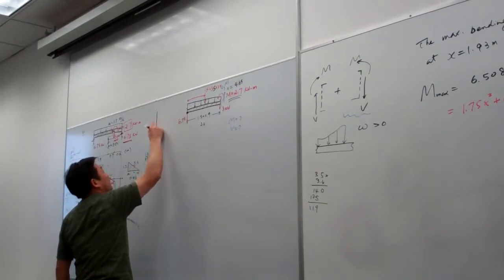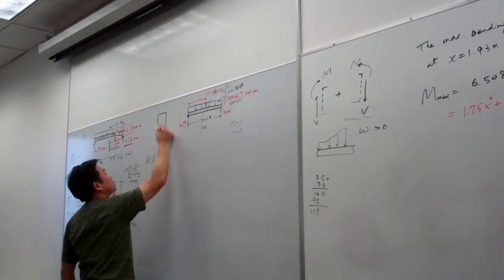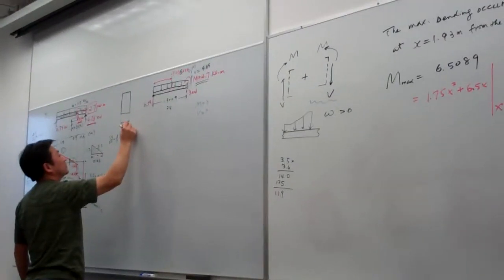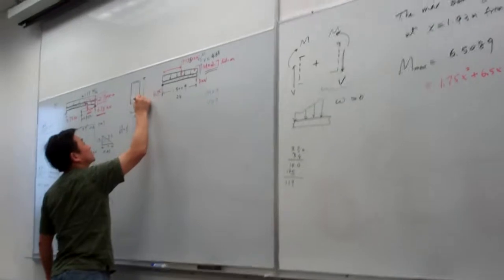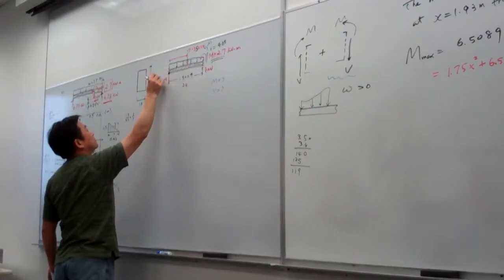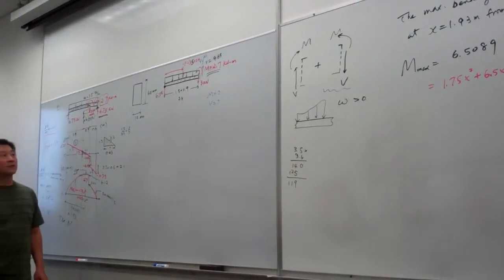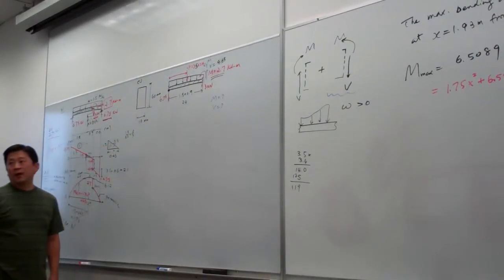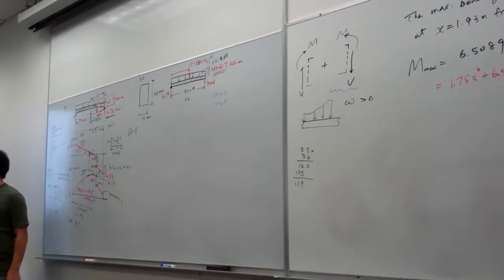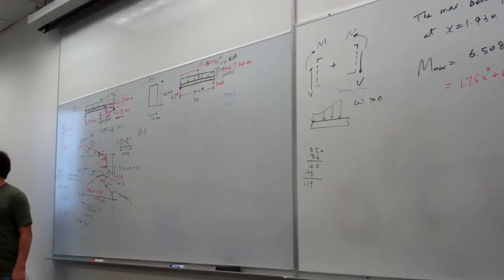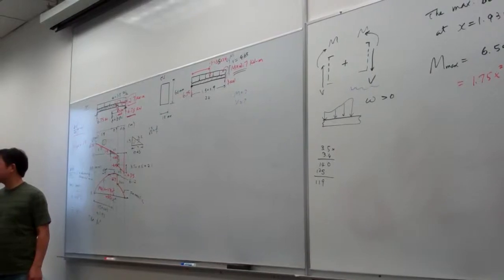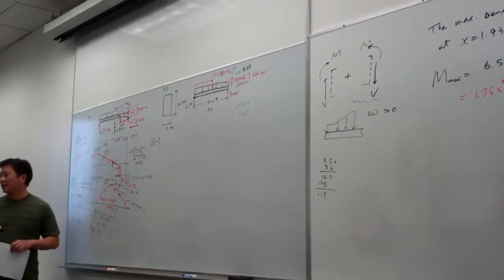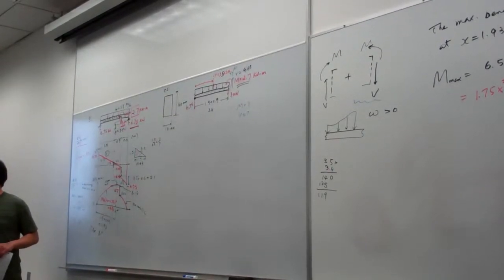Okay, now with that information, we ask one more question. For example, if the cross section of the problem, say this is 10 millimeter, this is 60, and that is a cross section. I'm asking where is the maximum tensile bending stress? Where and what is the value?